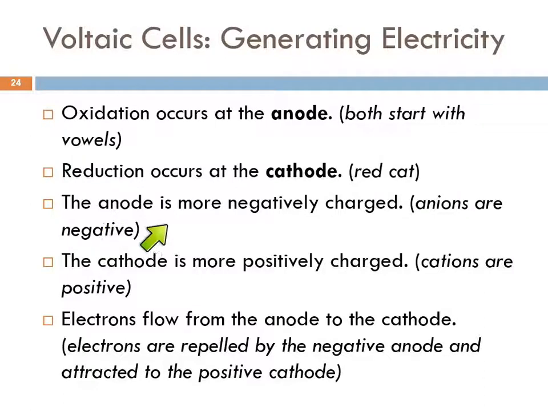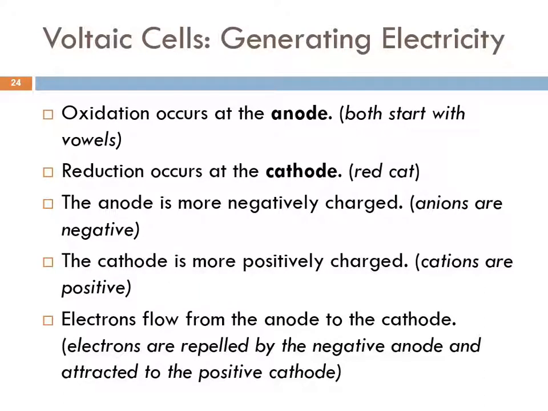The anode is going to be more negatively charged than the cathode. It does not necessarily have a negative charge, but it is more negative than the cathode. And one way to remember this is the anode, that word is very similar to anion, right? And hopefully we all have straight that anions are negative. If we don't have that straight yet, we're in trouble. So anions are negative. The anode is more negatively charged. The cathode is more positively charged.